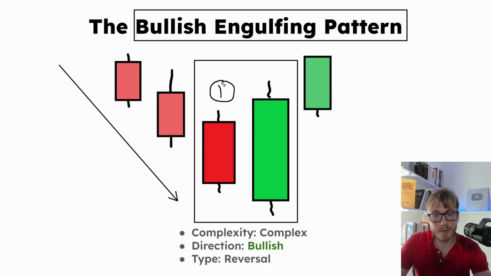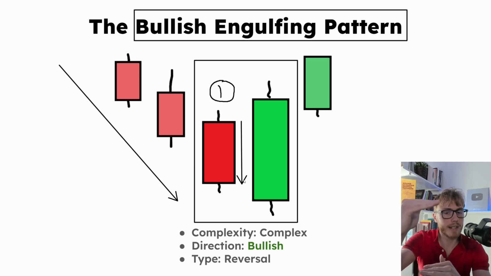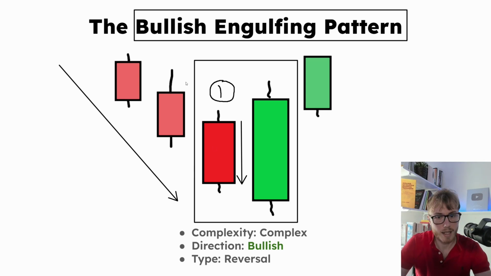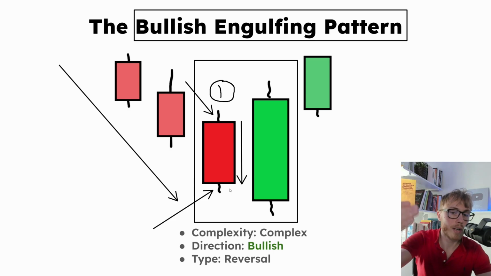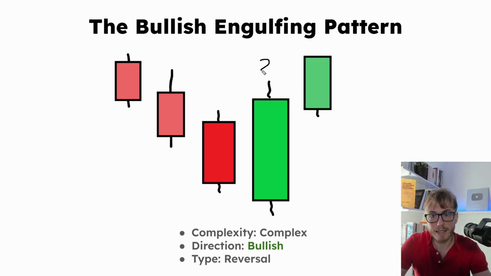The first candle in this pattern is a red one, and preferably we want the real body of the red one to be relatively small. It doesn't have to be super small, but it's often a good sign when we have a small real body. As for the wicks here, it doesn't matter too much. These wicks can be longer or shorter. It will not have a big impact on the pattern. The next candle of the pattern here is more important.